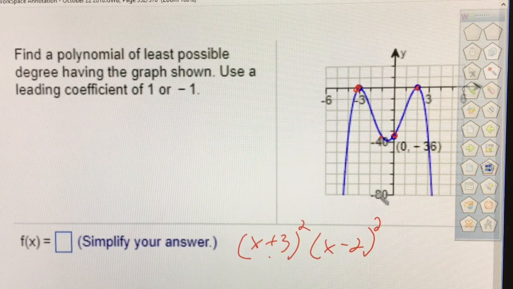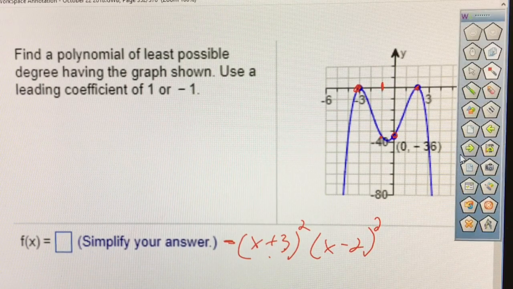Now I'm kind of sketching on what to do to get it to go down through negative 40. I would table it. They want me to factor it. Oh, I know it's got to be negative because it goes downhill. That should be 2 to the 4 squared. Yeah, that's going to be x squared. That's going to be 9 times 4. That's negative 36. That works.